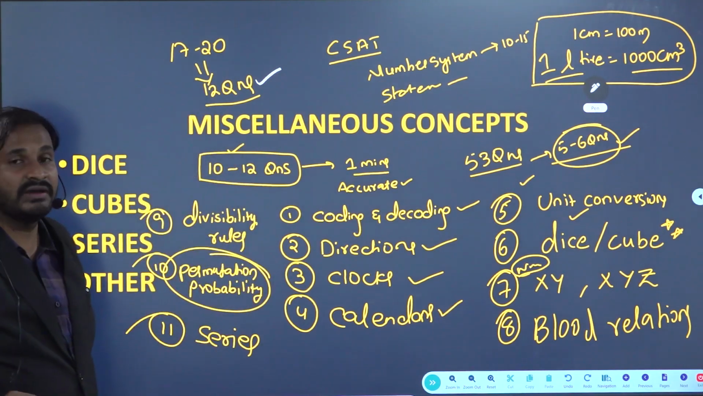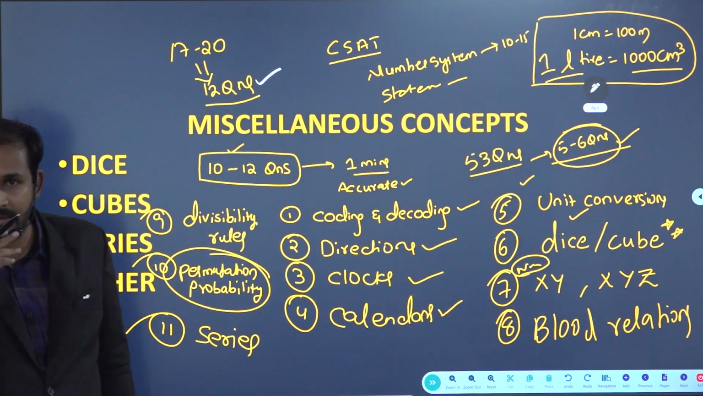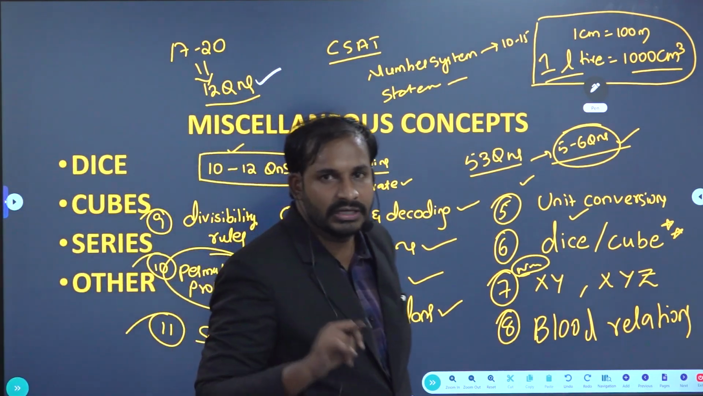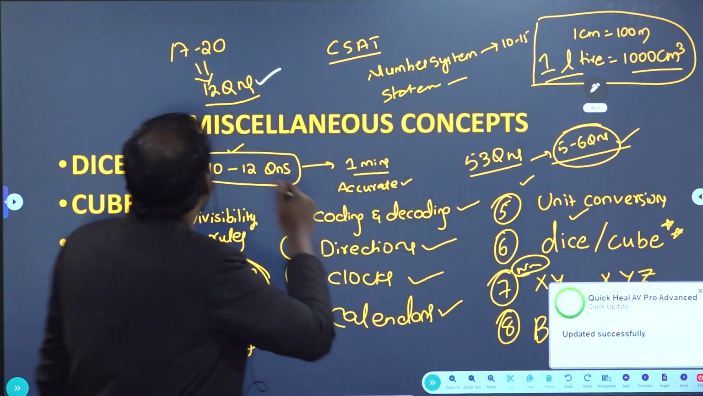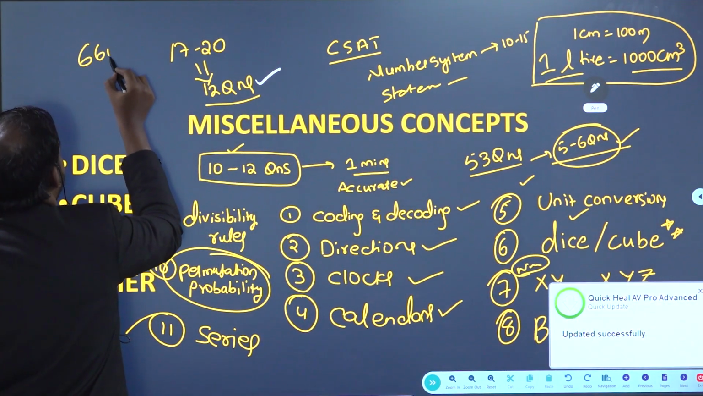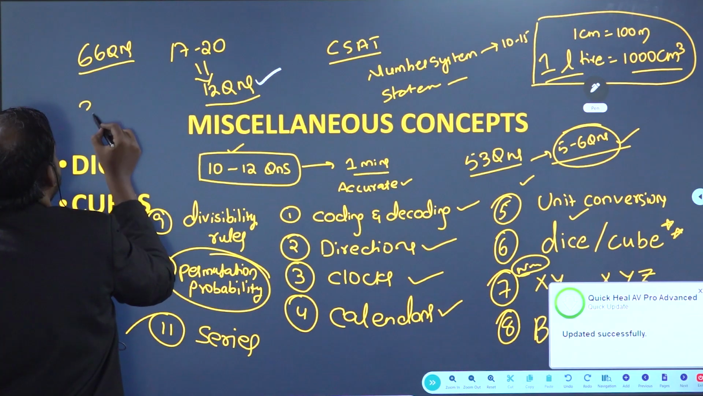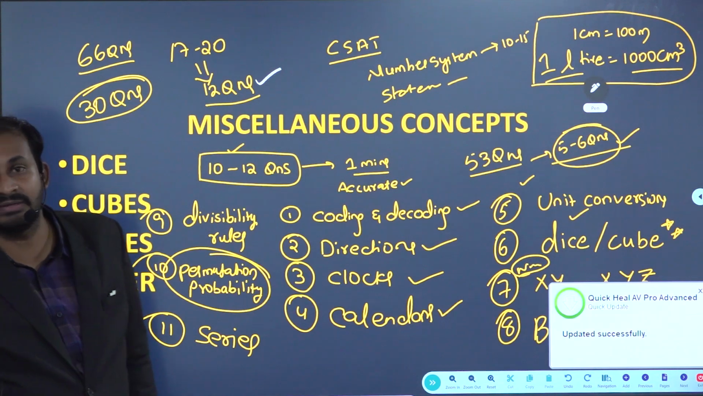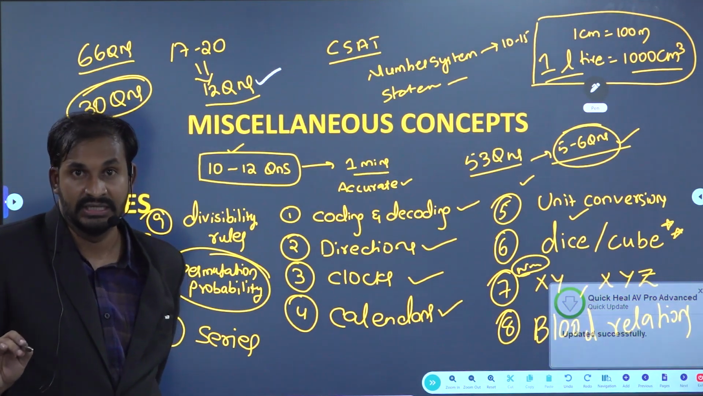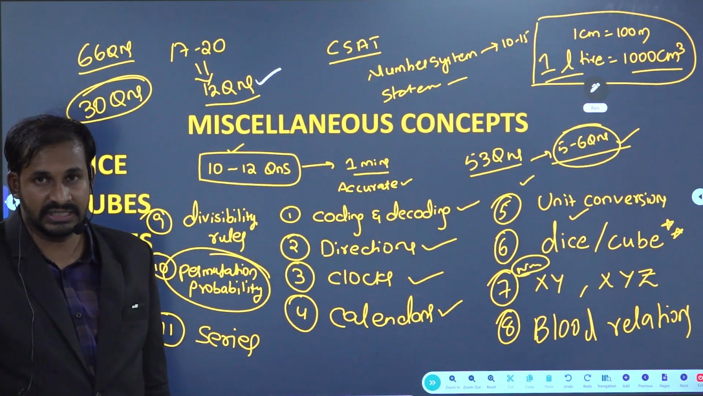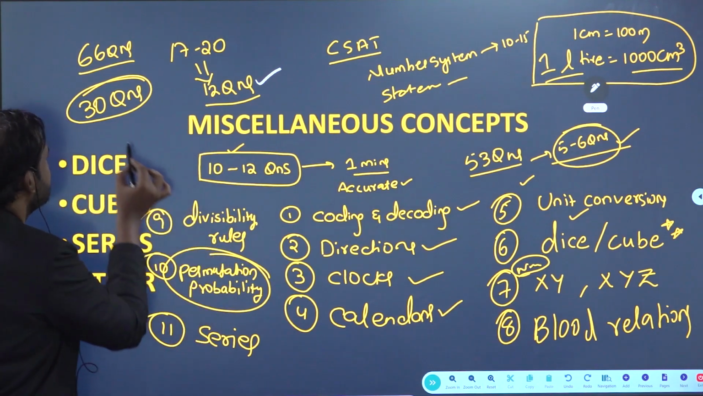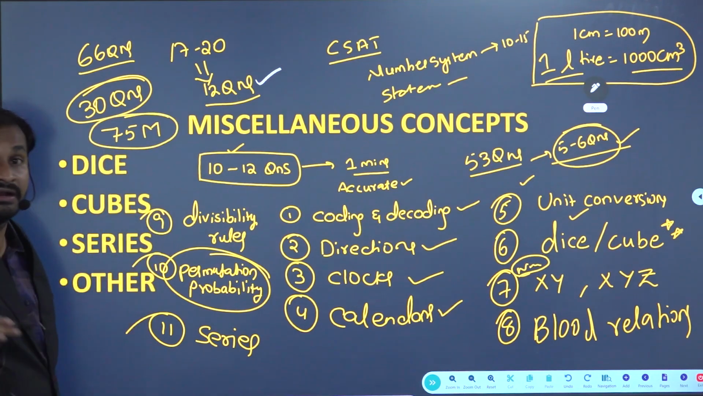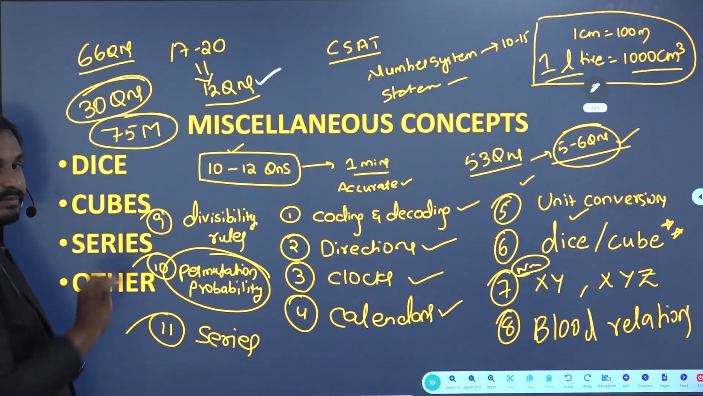So in the first 20 minutes, assume that you have attempted 12 questions. Now tell me, generally how many questions should you attempt to clear this CSAT paper? See, overall there are 66 questions. If you perfectly write some 30 questions, you will be in the safe zone. Not blindly, 30 questions means you will get 75 marks, if you attempt them with 100% accuracy.